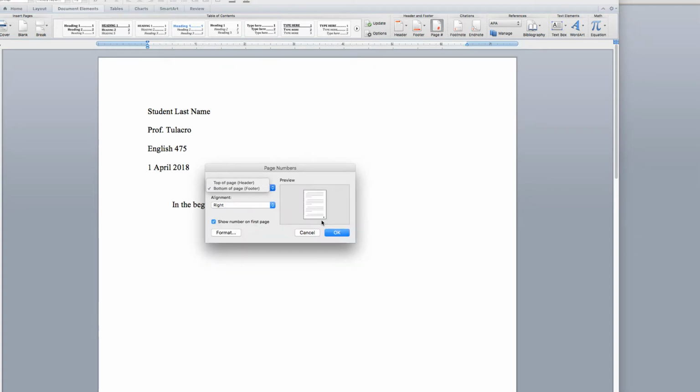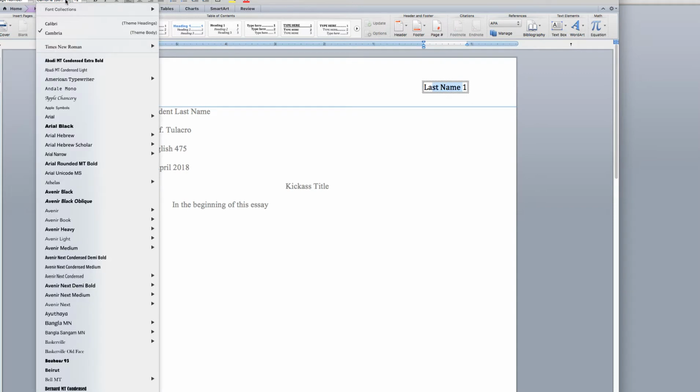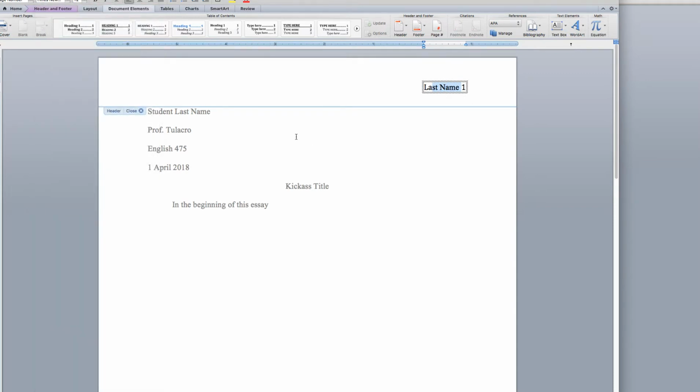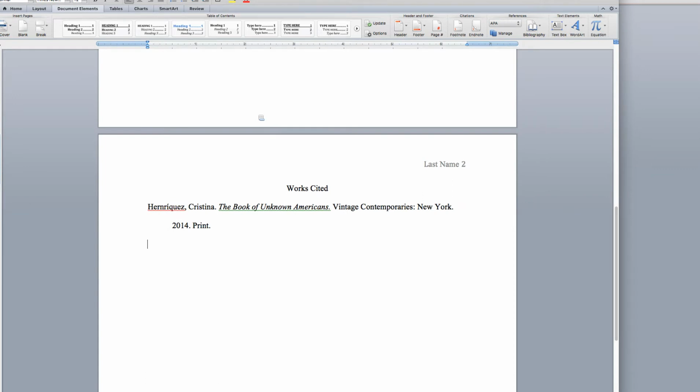So right side, top. Sometimes with this stuff, you have to kind of get in there and play with it a little bit, double click around. I know one thing that drives me crazy is it always formats in Cambria font, which is not the font that we use in the humanities, so I always make sure that I change it. But notice it'll automatically format to the next page, so however many pages that you have.